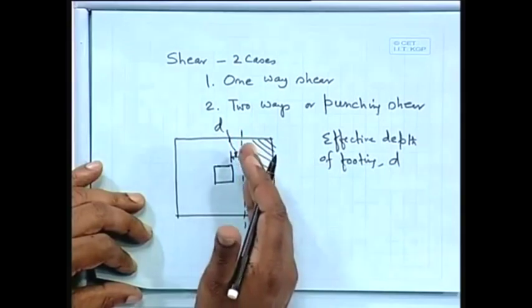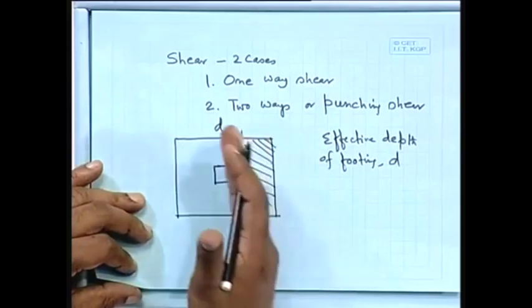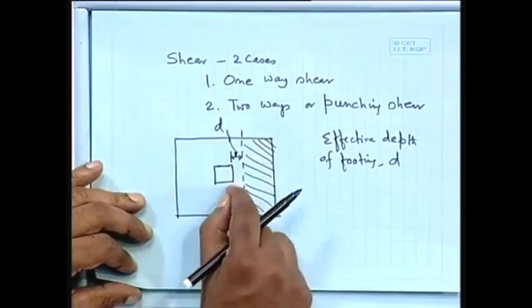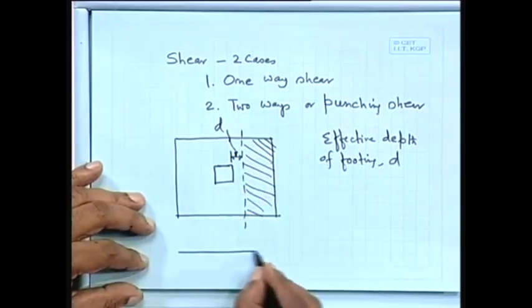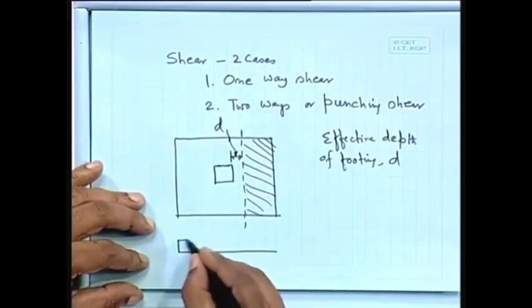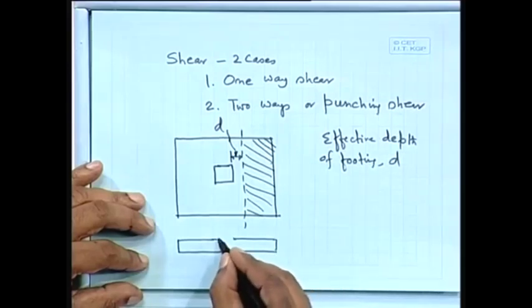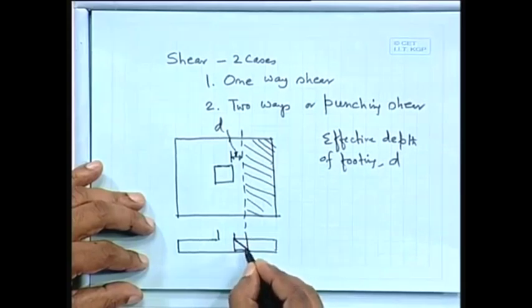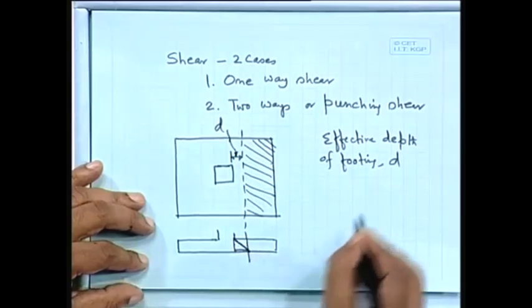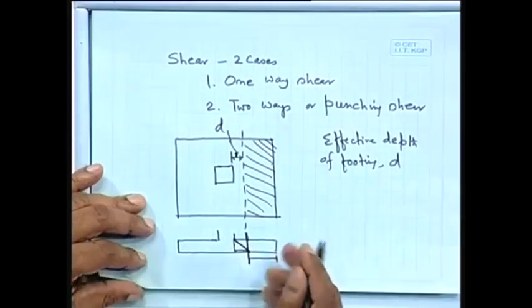In other words, it is as if we are having a 45-degree dispersion of the load, going up to D. That means we are calculating the section here. As if we are going here, this is your D and this is your D. So, I am taking this section, this is 45-degree. This is your effective depth D. So, we are calculating here at this section, and this is called one way.